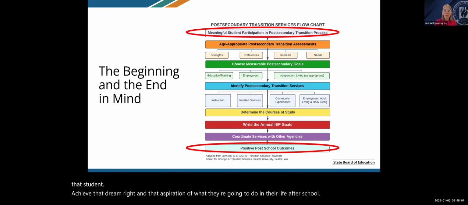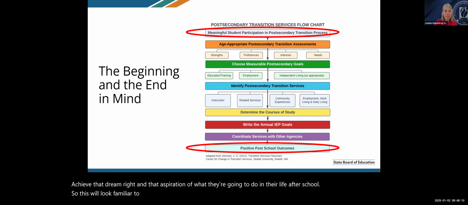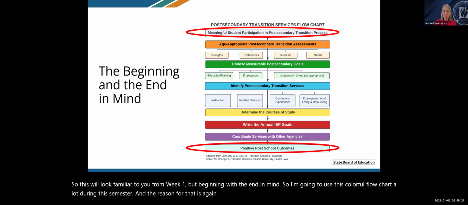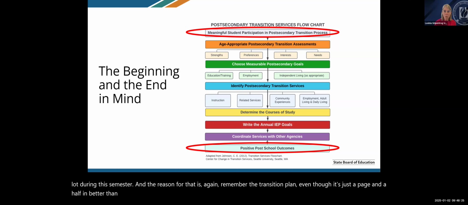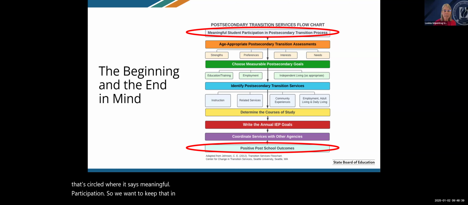So this will look familiar to you from week 1, but beginning with the end in mind. So I'm going to use this colorful flow chart a lot during this semester. And the reason for that is, again, remember the transition plan, even though it's just a page and a half embedded in the IEP, it's so much more than that. It's a process, and this is the process. Starting with that top gray box that's circled where it says meaningful student participation. So we want to keep that in mind through the whole process.